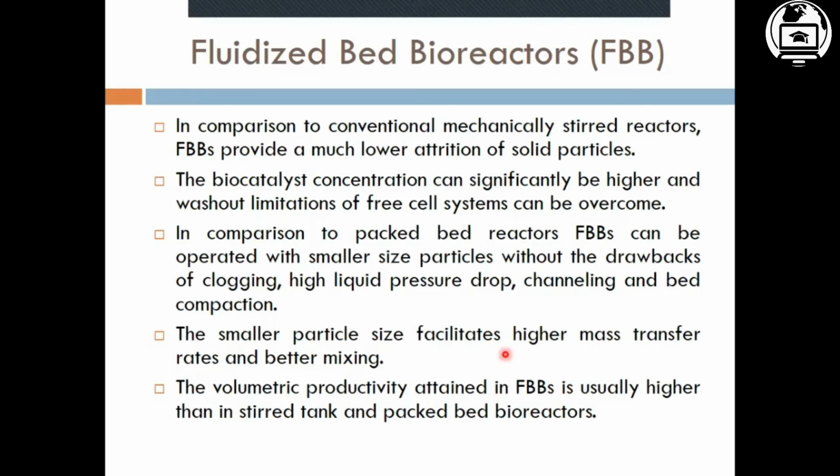The smaller particle size facilitates higher mass transfer rates and better mixing. So the fluidized bed reactor can maintain small particle size, which facilitates higher mass transfer. As you all know, as the surface area of anything increases, the absorption increases, and the transfer of fluids, liquids and nutrients increases. So this is the advantage. The volumetric productivity attained in a fluidized bed reactor is usually higher than in a straight tank and packed bed reactor.